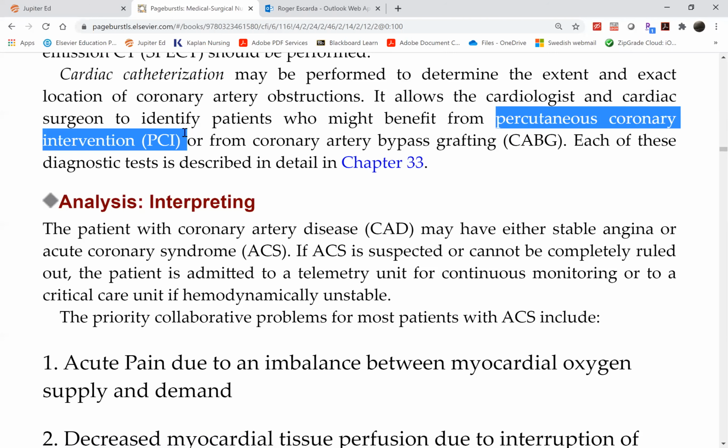So we can do PCI. PCI is, of course, the stenting, or you can do just angioplasty. Angioplasty meaning repair or vessel intervention, wherein they'll just use a balloon to open the artery. Or PCI, of course, is opening the artery plus deploying a stent.